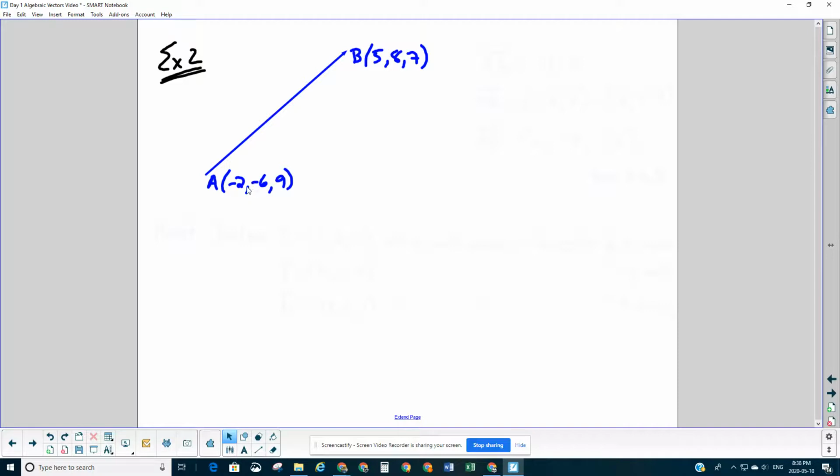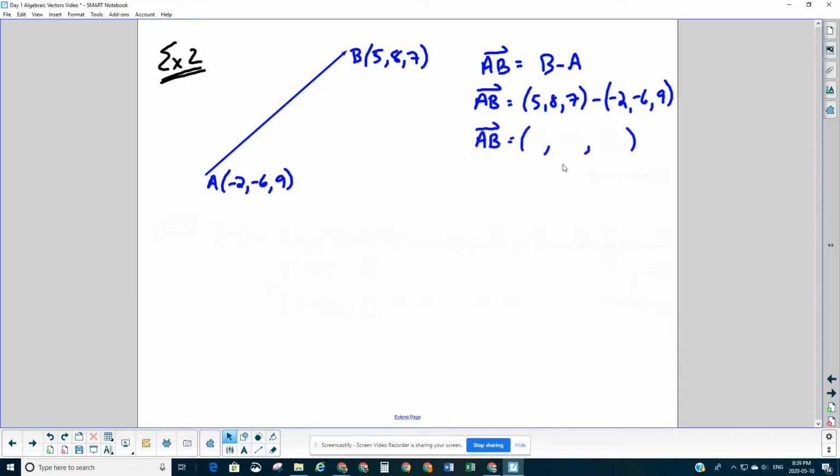But all I need to do is the algebraic representation of this. And it's exactly the same as if we're in 2 dimensions. So if I'm going from A to B, remember that means B minus A. So I have to take all the components of the B coordinate and subtract all the components of the A coordinate. So B is 5, 8, 7, and I'm going to subtract -2, -6, 9. And I'll get my vector AB.